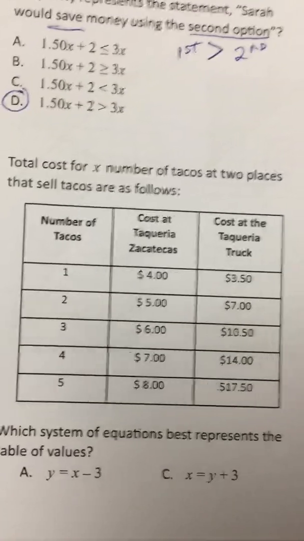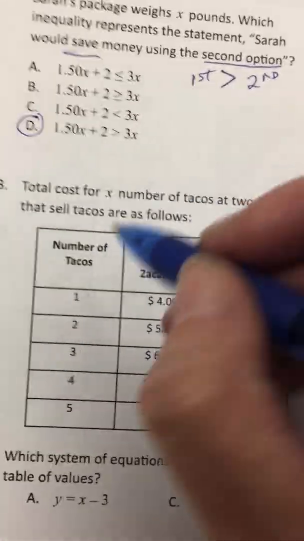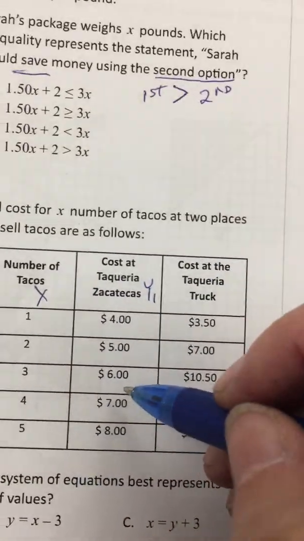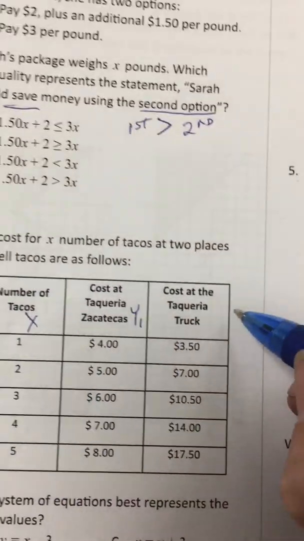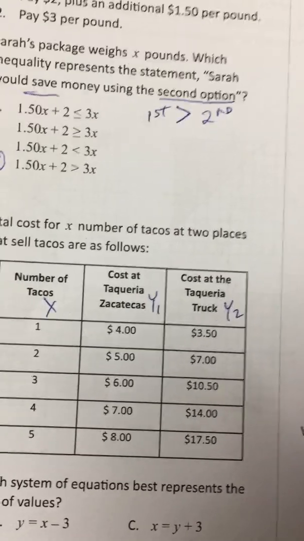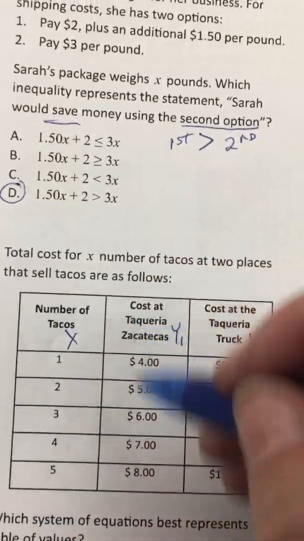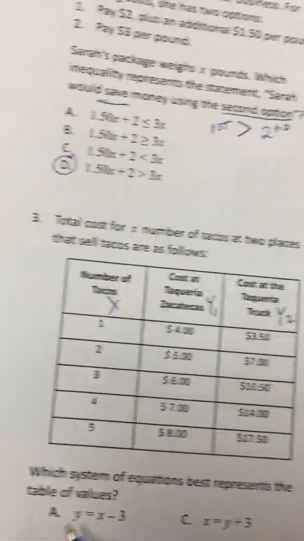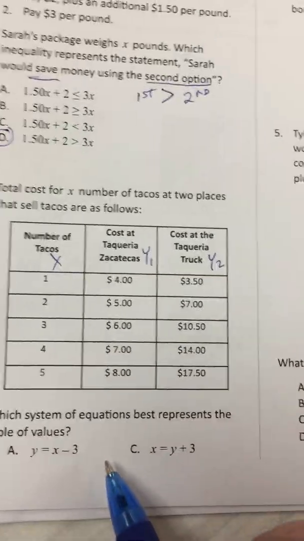Number 3, this is that double table. This is your X column. This is the Y's for 1. So this is your X and Y for 1 equation. This is the X, and this is the second Y for the second equation. Okay, so X and Y for 1 equation, the X and the Y for the second equation. Which system of equations best represents the table of values?